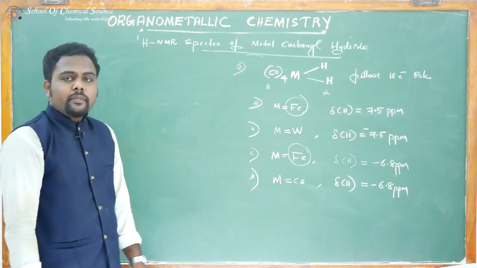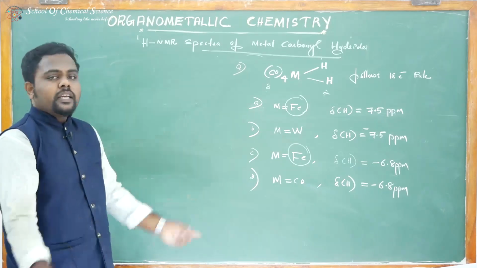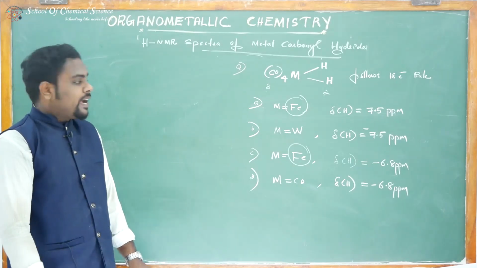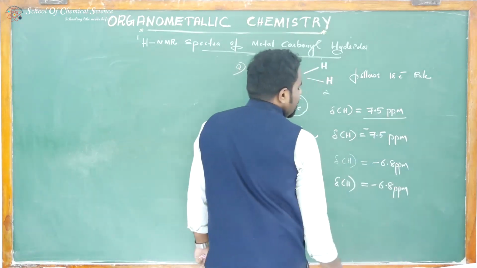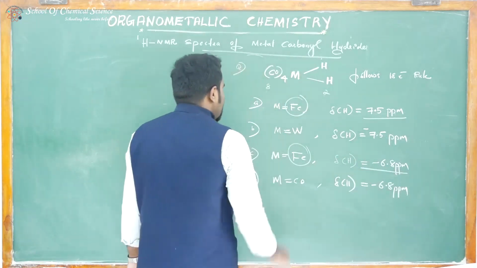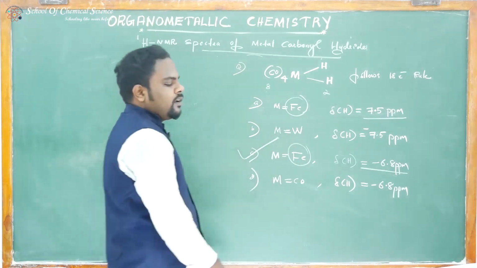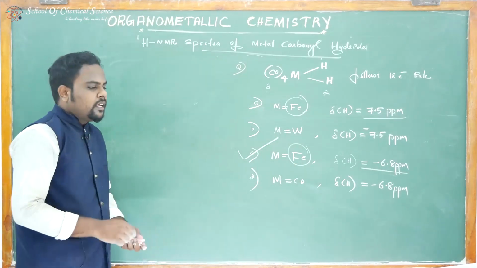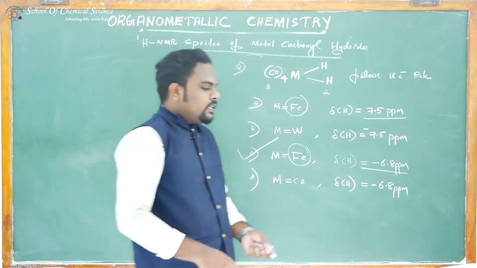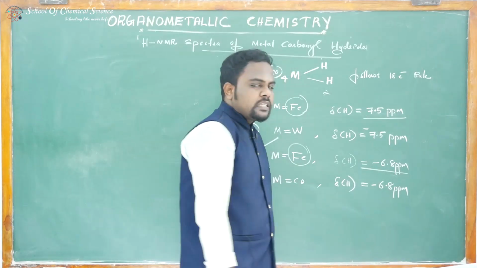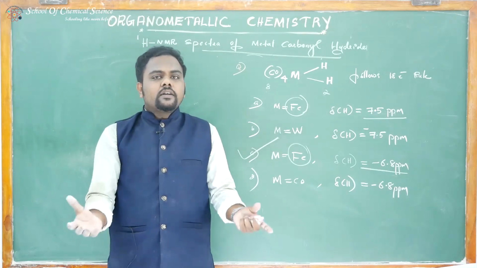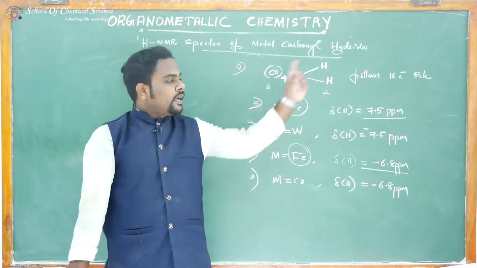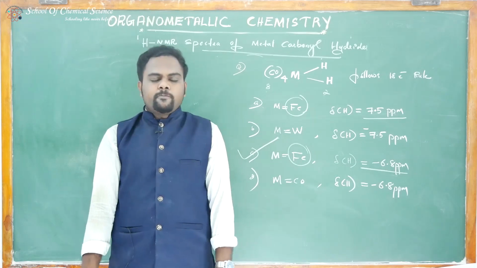Since this is a metal carbonyl hydride, definitely the delta value must be negative. Here the delta value is positive. Here the delta value is negative. So definitely option C will be the right answer. Okay, so that is about the H1 NMR spectral detail of metal carbonyl hydride. Higher the shielding, higher the negative delta value.